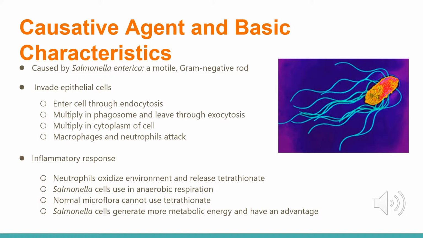The ones who do not invade the cells work by using the inflammatory response caused by the other bacteria to their advantage. These cells do this by feeding off the tetrathionate released by the neutrophils. This tetrathionate is good for the Salmonella bacteria because these cells use it as a terminal electron acceptor for their anaerobic respiration, while the normal intestinal microflora cannot use it and have to ferment instead. Because of this, the Salmonella bacteria are in better fighting shape because they have more metabolic energy than the surrounding intestinal microflora and therefore have a competitive advantage.